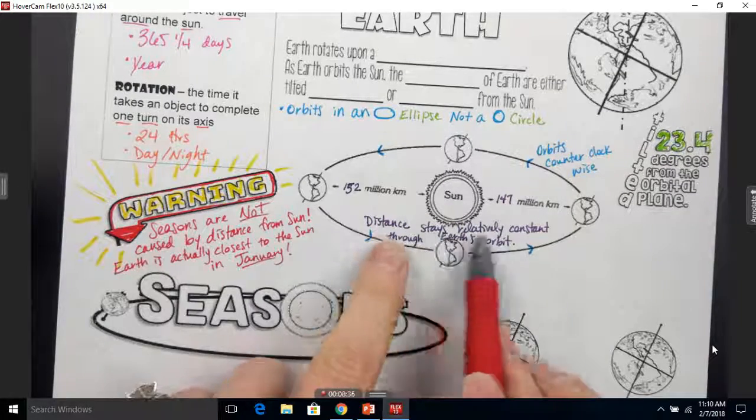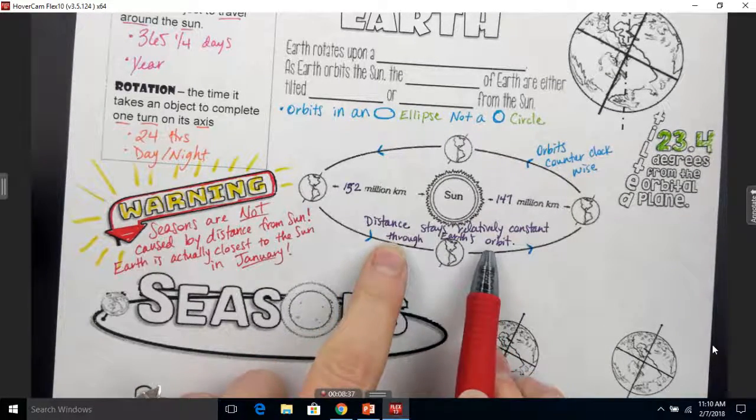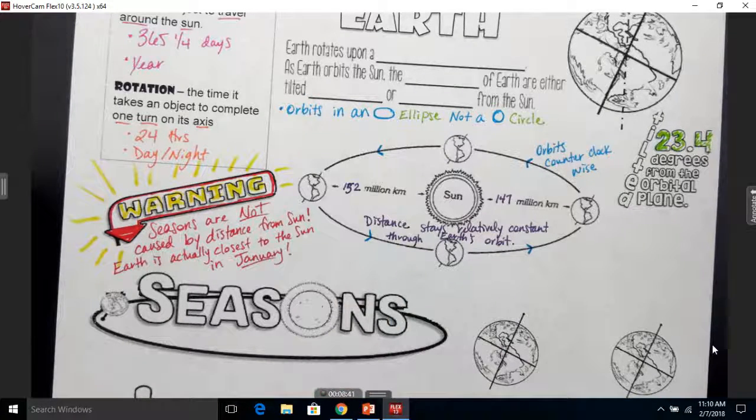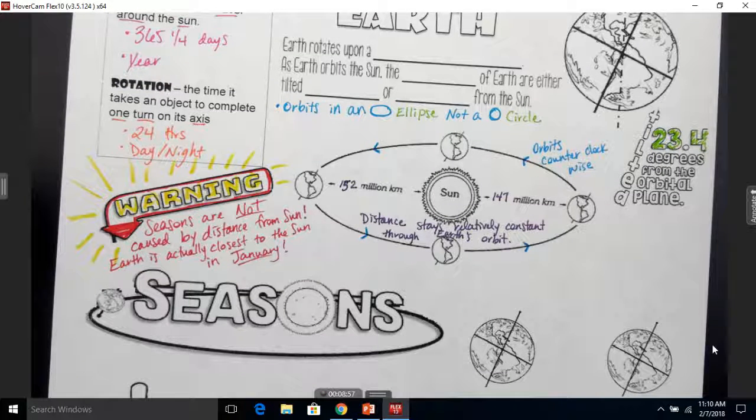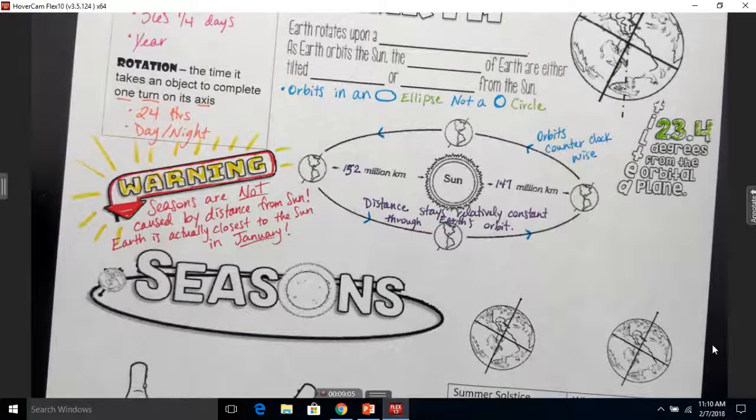I said distance stays relatively constant through his orbit. So basically, he's pretty much around about the same distance from the sun all the time. So if he's always about the same distance from the sun, that's not the cause of seasons. And I'm telling you right here, seasons are not caused by distance from the sun. I'm about to give you the answer why. But just know that when I ask the question, what causes seasons, I'm definitely going to have the answer choice, distance.